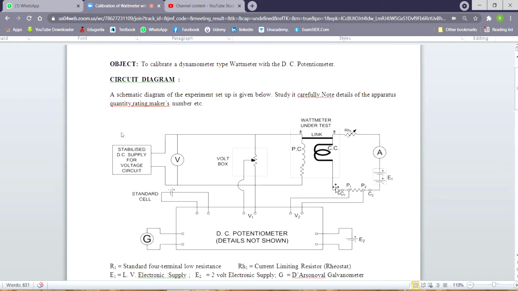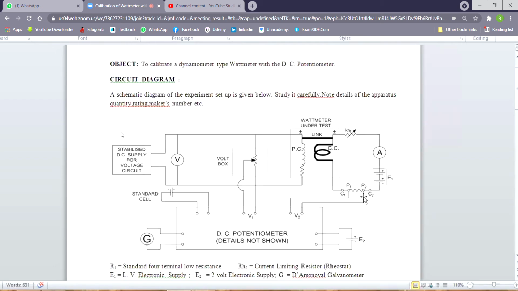Now, in the current coil, what is the power loss? Say the voltage source E1 has a voltage of, as an example, 3 volt. Now, when it delivers a maximum load current of 5 ampere, the power delivered by the DC source will be 3 volt into 5 ampere, so 15 watt. This 15 watt partly will be consumed in the rheostat H1, and a little bit in the current coil, which is a very small amount.